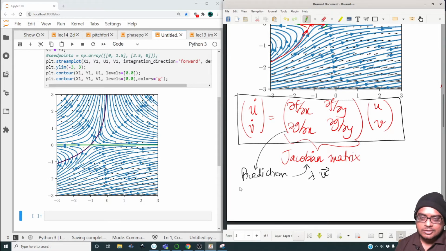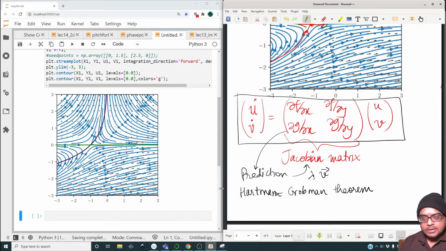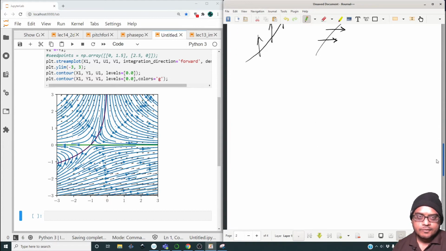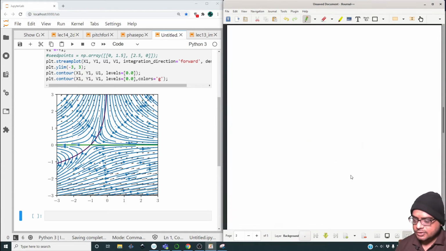We're not going to go deep into this, but for those of you who are interested, you can look up the Hartman-Grobman theorem, and it tells you whether or not the linear picture near an equilibrium point is equivalent to the entire picture for the entire nonlinear equation, whether linearization is good enough to make predictions. Okay, so for now we will continue onwards and have a look at a different set of equations.